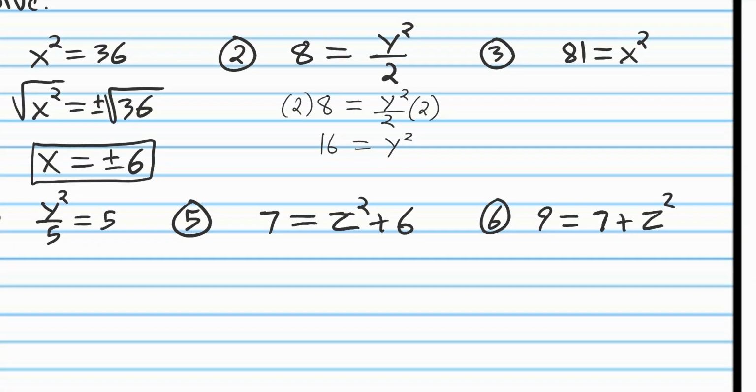So now we just have to get rid of that 2, because again, we're not looking for y squared. We don't want y squared. We want y. So we have to get rid of that second power. So we rewrite the equation, and we square root both sides, and I got to put my plus or minus.